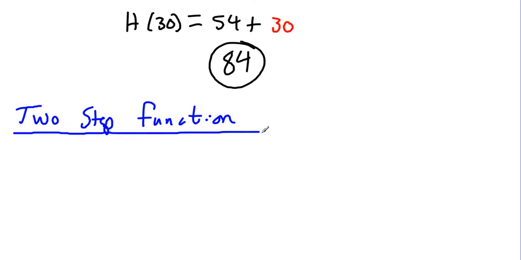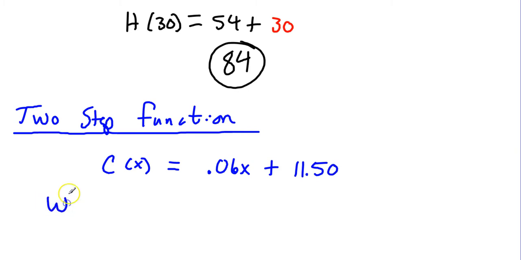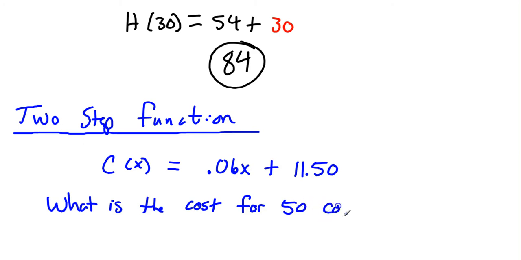They give you some word problem, talk about what everything is, but then they give you an equation, or they give you a function. They say, all right, we're going to do c of x is equal to 0.06x plus 1150. They're going to ask you, what is the cost for 50 copies?